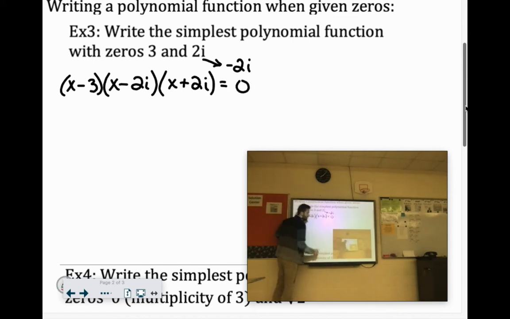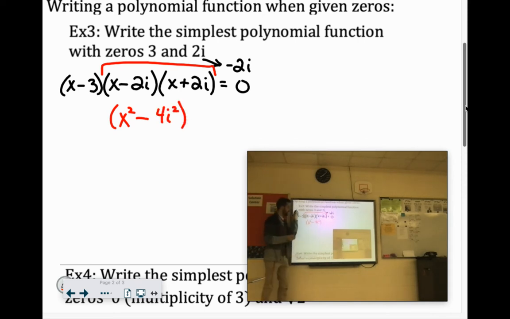Now the nice thing about these kinds of things is you're going to have that difference of squares shortcut that you can do a lot of times. Like if you're FOILing x plus 2i and x minus 2i, that's your difference of squares, where you square the first term, x squared, you make it a minus, you square the second term. 2i times 2i would be 4i squared. Now, you can never leave it as 4i squared, because remember, i squared is negative 1. So negative 4 times negative 1 would be positive 4. So we get x squared plus 4 for all of this.